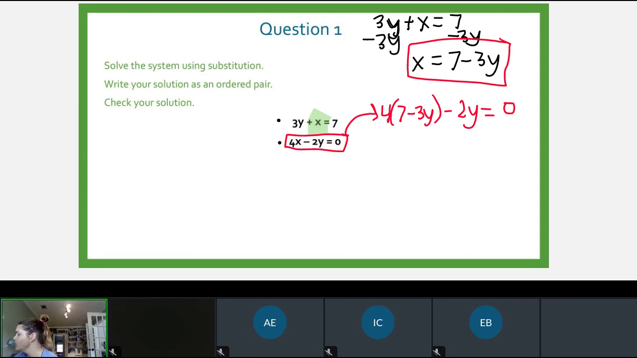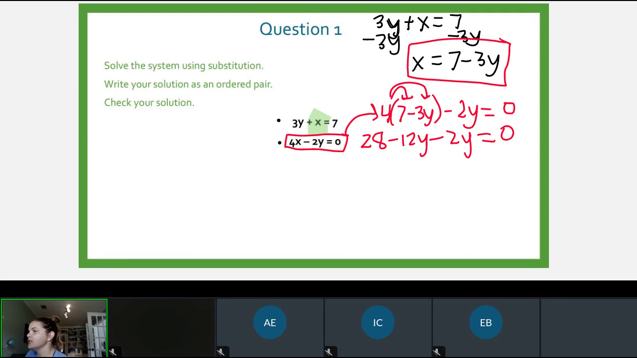All right, so now this is where we're going to use our skills from Unit 1. We are going to distribute. So I'm going to do 4 times 7 and 4 times negative 3y. So 4 times 7 is 28. 4 times negative 3 would be negative 12y. Minus 2y equals 0.